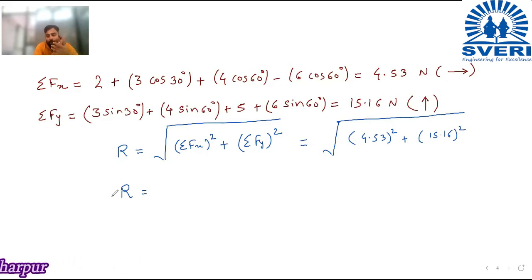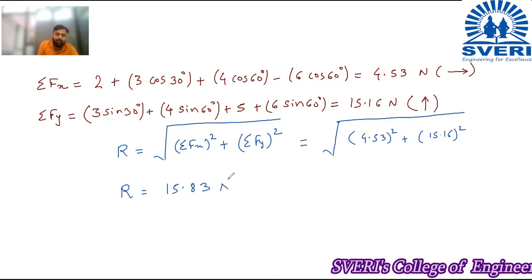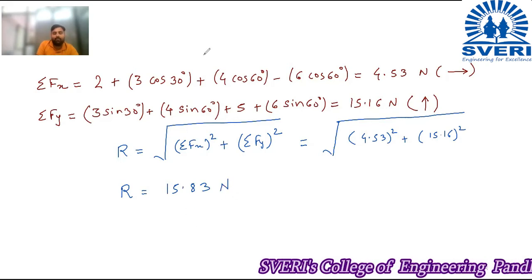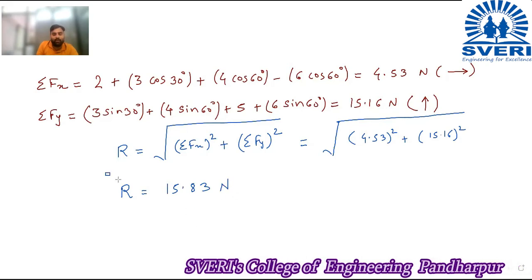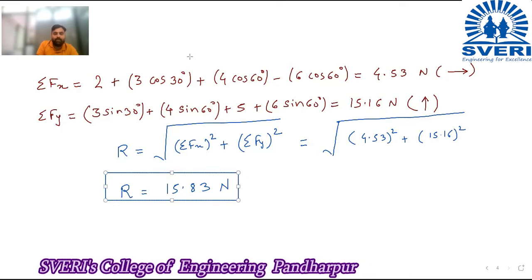15.832. 15.83. So I will write here 15.83 Newton is the resultant. Now after finding out the resultant, calculate the angle. Now calculate the angle alpha.